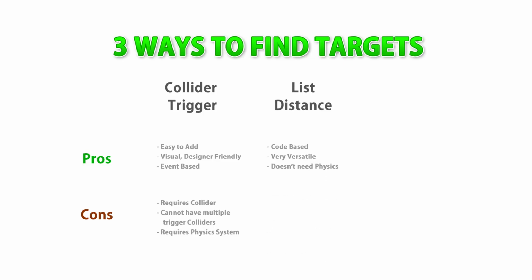Another pro is that it's not dependent on the physics system, so you can use this method to identify objects that do not have any colliders at all.